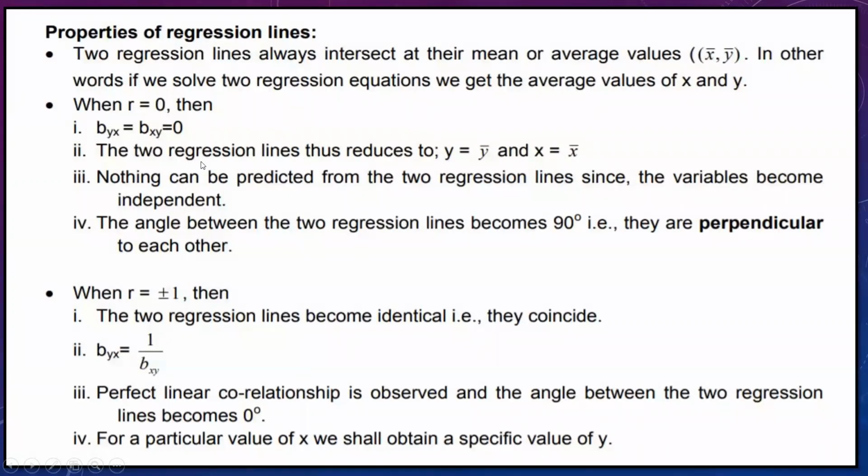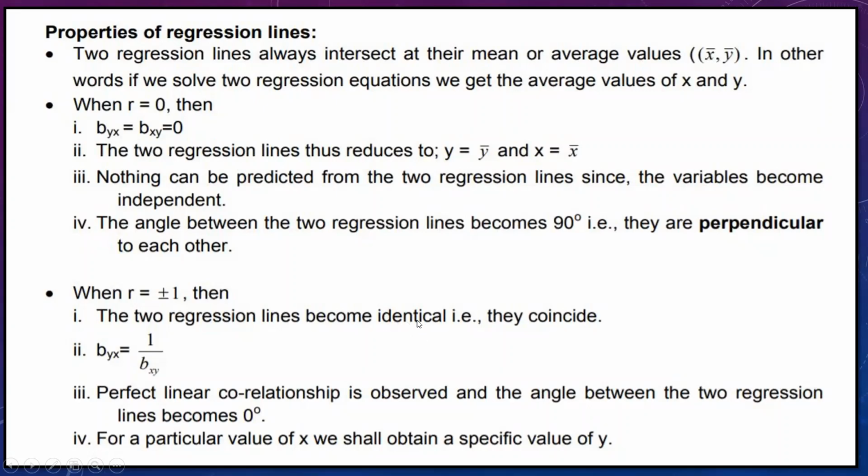This indicates that the two lines are perpendicular, that is the angle between them is 90 degrees, and when r is equal to plus or minus 1, then these two lines are identical, that is they coincide with each other.